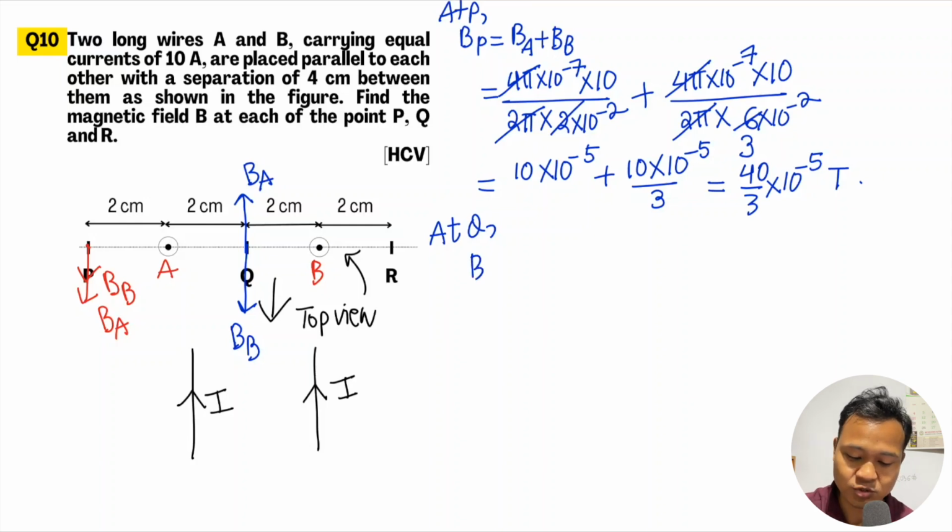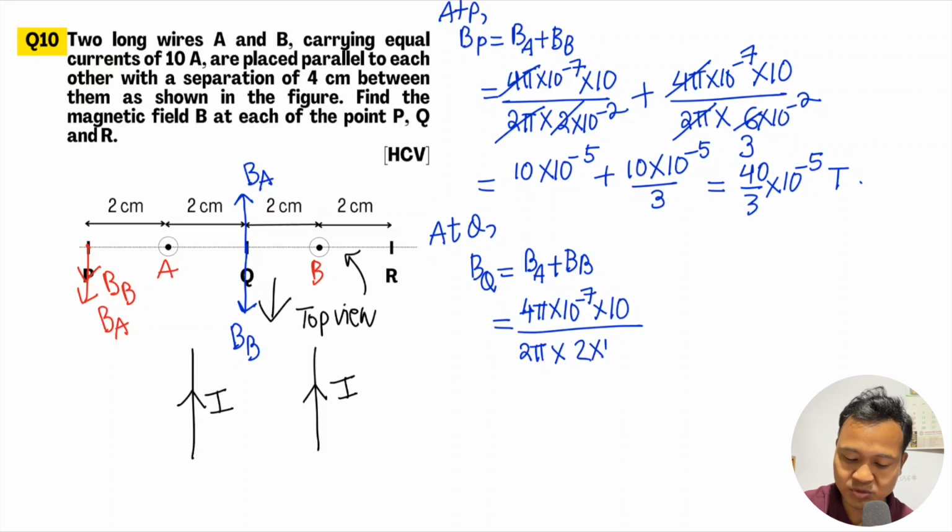Therefore, B at Q will be B due to A plus B due to B. That means again the same thing, mu naught I by 2 pi D, where mu naught is 4 pi into 10 power minus 7, I is 10 ampere, and 2 pi into D with D as 2 centimeter, 2 into 10 power minus 2. Here it is a minus instead of plus, because the direction is opposite: due to A it is positive and due to B it is negative.